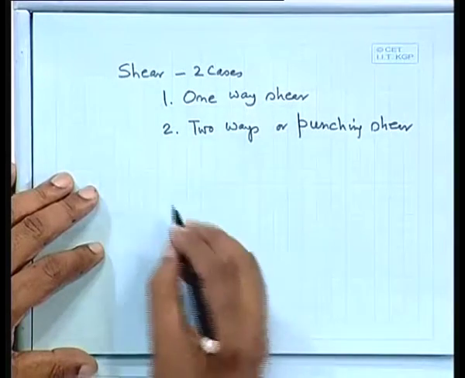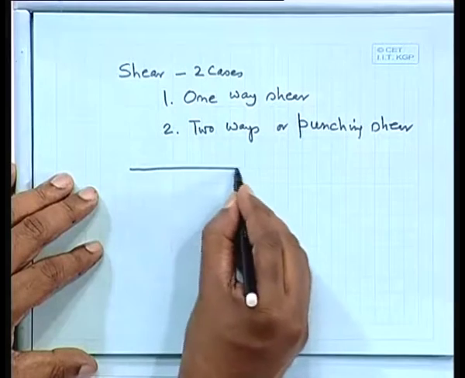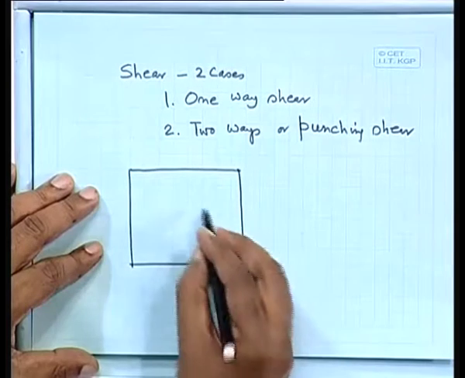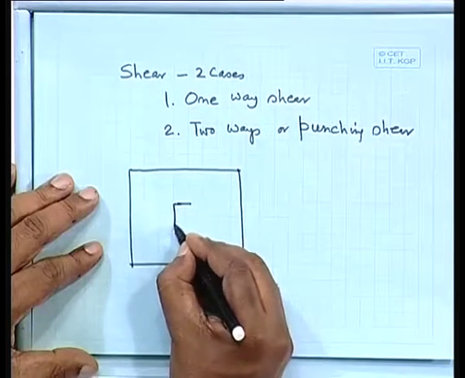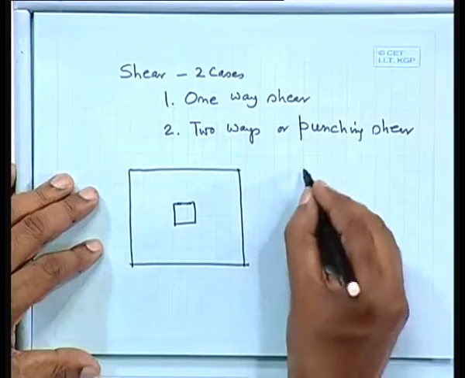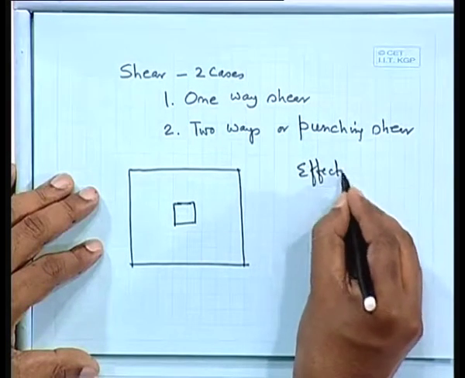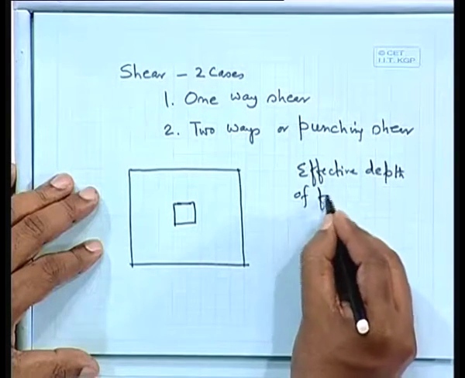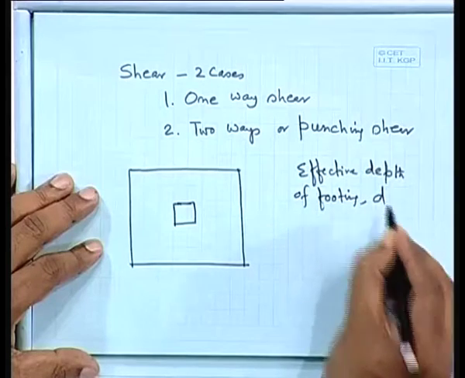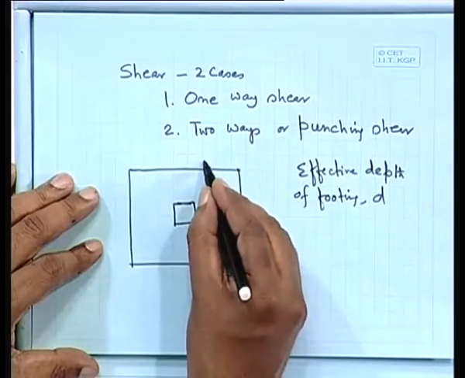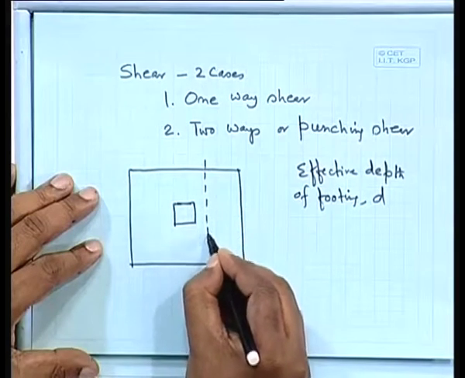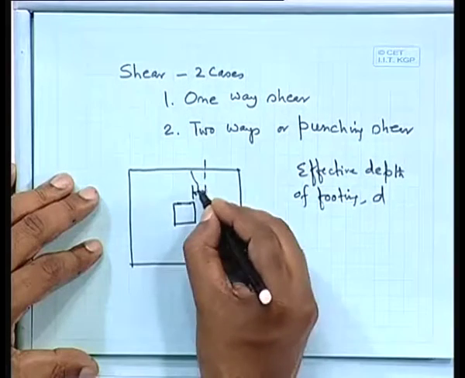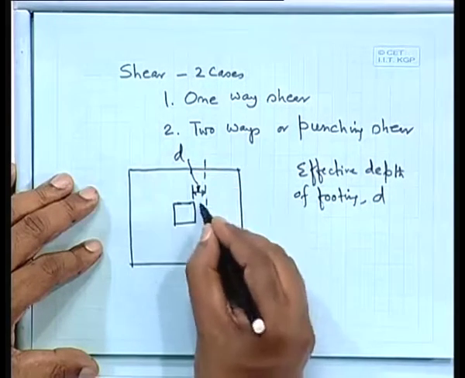What about this one way shear? One way shear means, if this is the column position and the effective depth of footing is D, then we have to take a section at a distance D. So, this is your D.